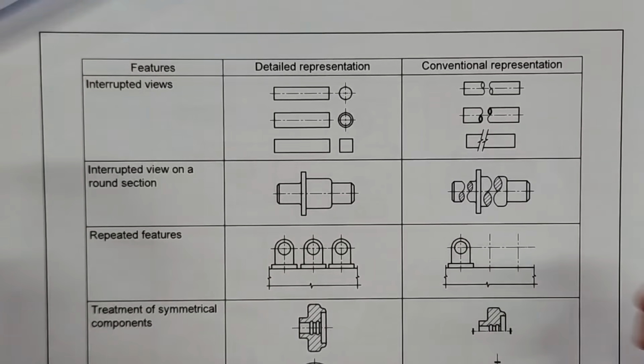Okay. Here we've got repeated features. So let's say that's repeating. When we draw it conventionally, we not necessarily have to draw all three in place, but just one and repeat it. The same here with the symmetrical components. So we can do the symmetry of that with two lines there on either side. And if you just draw a quarter, you're going to just have to add the center lines with, again, symmetry symbols on either side. Okay, take note of that one.